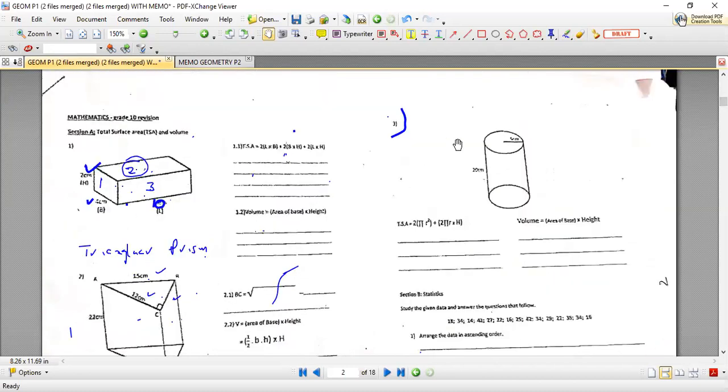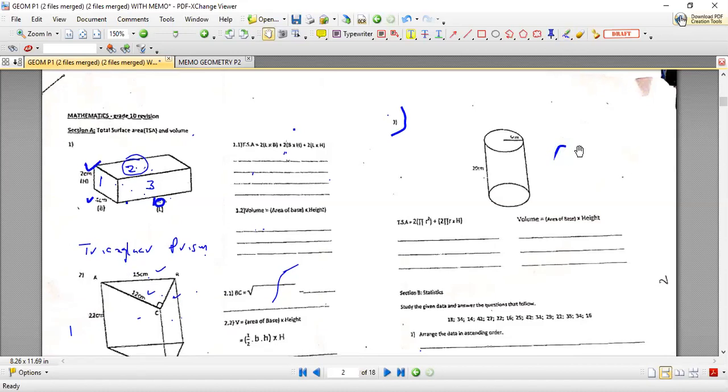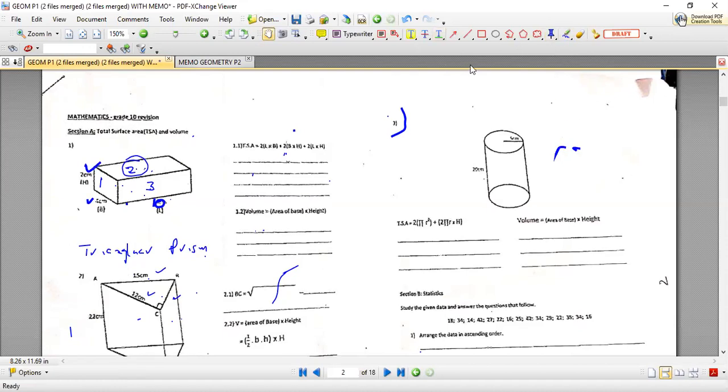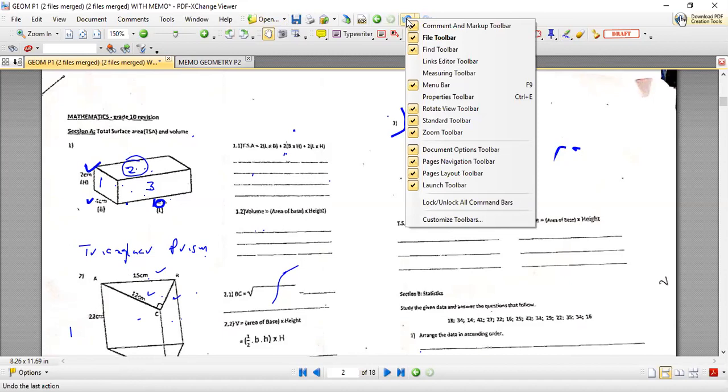Now what we require in calculating the area and volume of a cylindrical prism is the radius and the height of the cylinder. Those are the two most important variables or dimensions that we need in finding the volume and area. And remember that the radius is equal to half the diameter. So don't forget that.